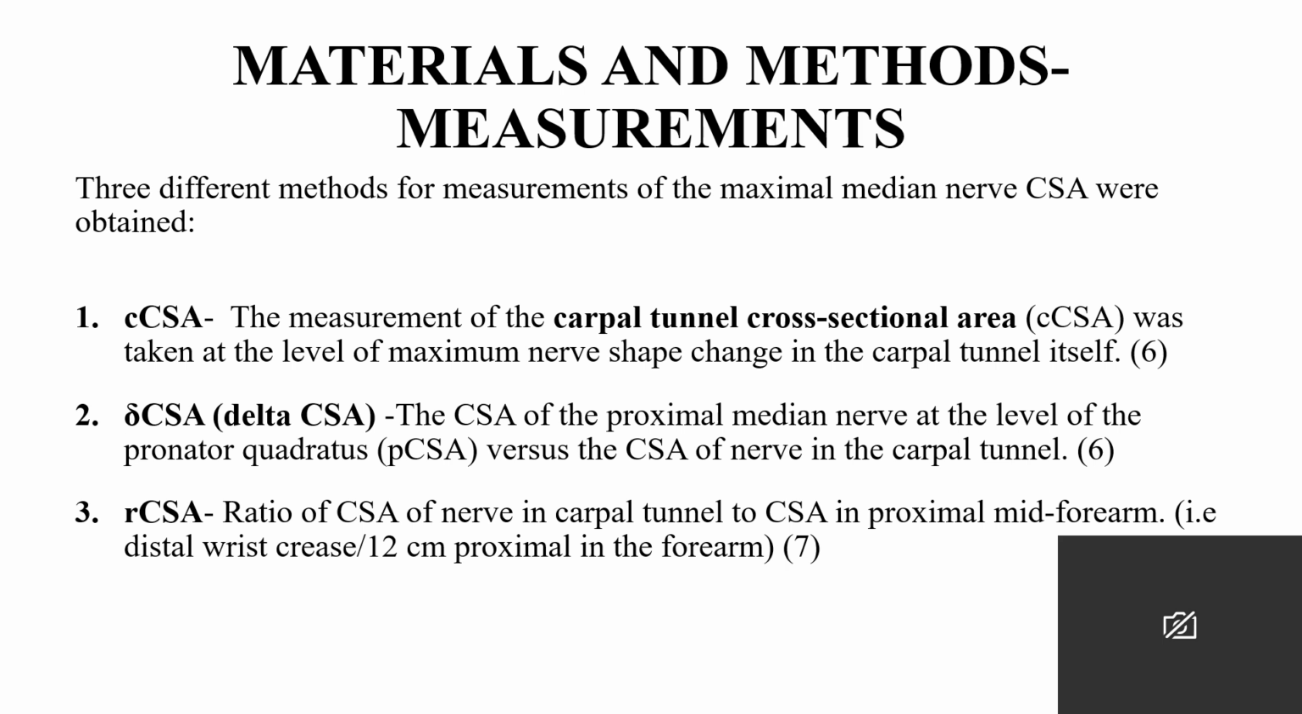Three different methods for measurements of maximal median nerve cross-sectional area were obtained. First one was the measurement of carpal tunnel cross-sectional area at the level of maximum nerve shape change in the carpal tunnel itself. Second is delta cross-sectional area, which is the cross-sectional area of the proximal median nerve at the level of the pronator quadratus versus the cross-sectional area of nerve in carpal tunnel. And the third is ratio of cross-sectional area of nerve in carpal tunnel to cross-sectional area in proximal midforearm, that is distal wrist crease or 12 cm proximal in the forearm.